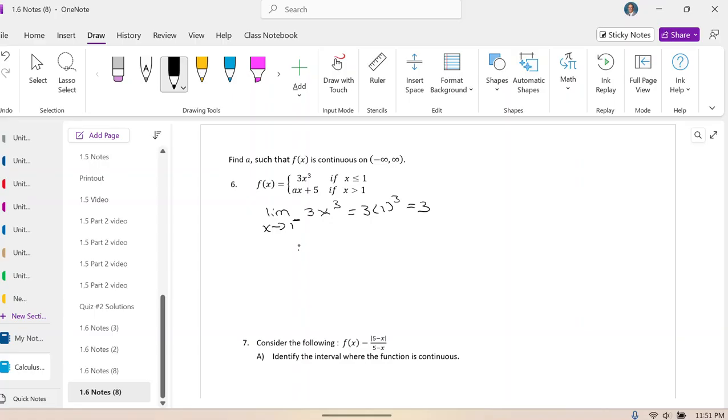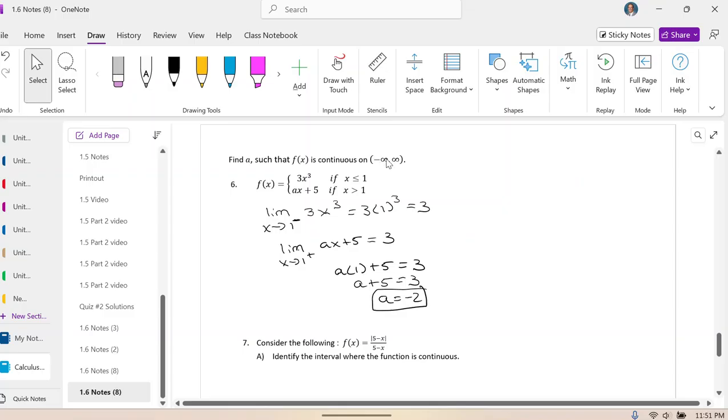So that means the limit as x approaches 1 from the right of ax plus 5 is equal to 3. Right? So basically, when you put the 1 in for x and add 5, it has to equal 3. So a plus 5 equals 3. So a is going to equal -2. All right, and that's the number that will ensure that the limit from the left and right are the same, and it will also be the same as the function value.